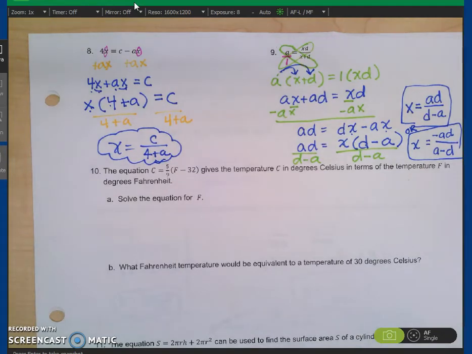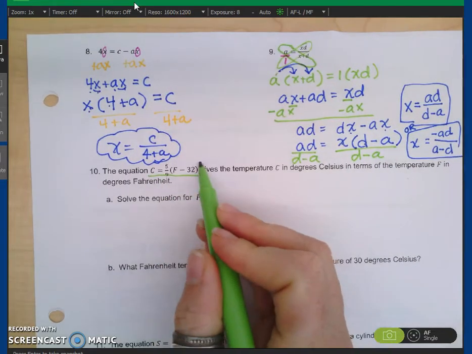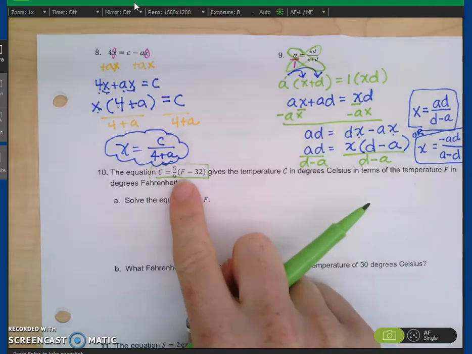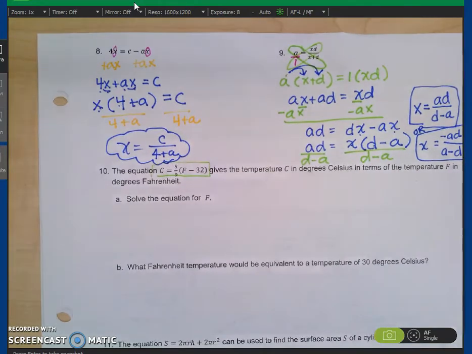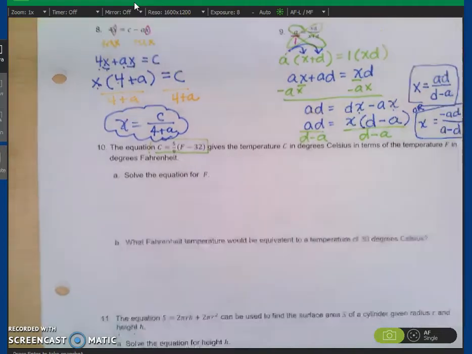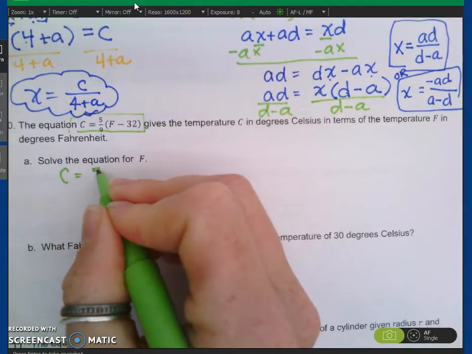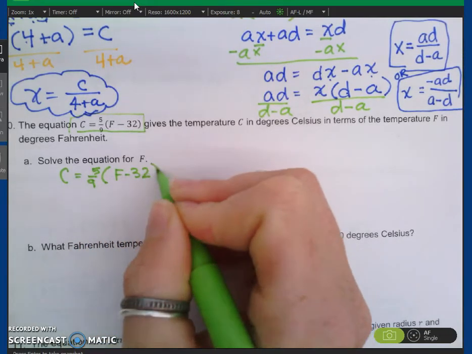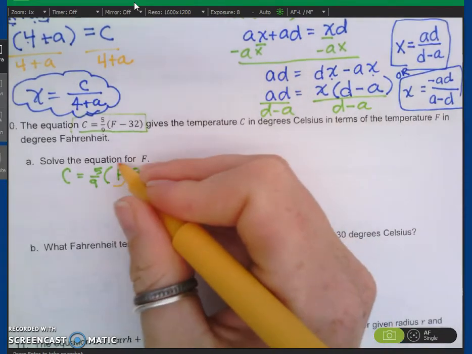So let's do that. Taking a look at number 10, it gives me an equation for Celsius. If you know Fahrenheit, you can convert it to Celsius. Well, I want to know, what if I only know Celsius and I need to convert it to Fahrenheit? That means I would need to solve this equation for F. So let's take a look. C equals 5/9 times the quantity of F minus 32. What am I solving for again? Oh, I'm solving for the variable F.